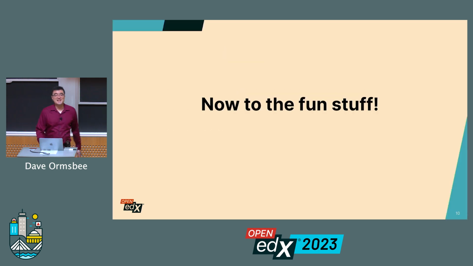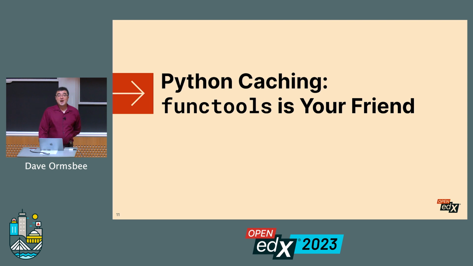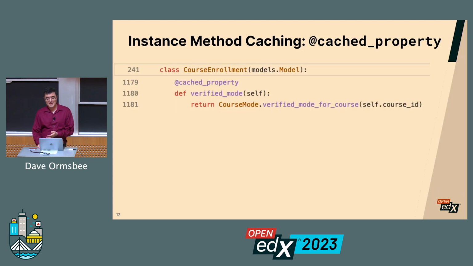But now into the fun stuff. Now that we have the disclaimer out, Python caching. So in here, the functools package in the standard library is your best friend. So the first thing we're going to look at is something called cached_property. For those who are familiar with Python's property decorator, it does basically the exact same thing, except it caches the result, so it only calls the underlying method once.